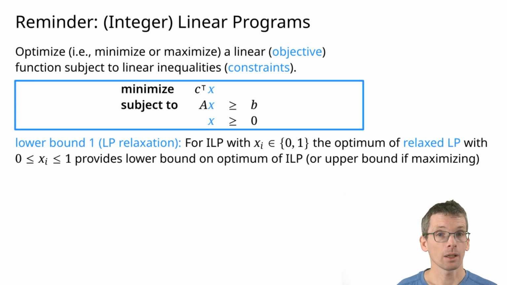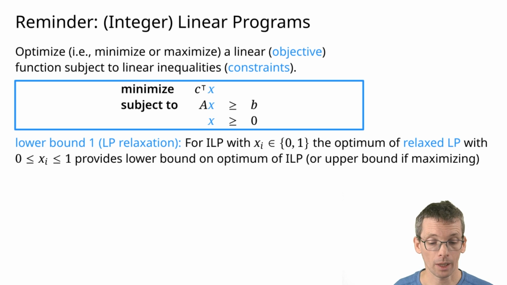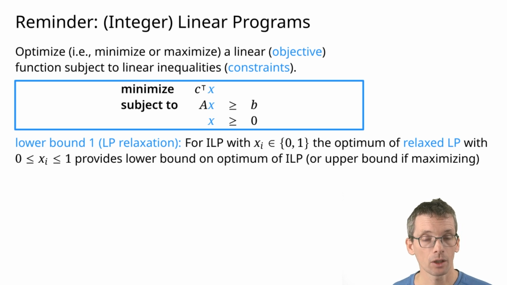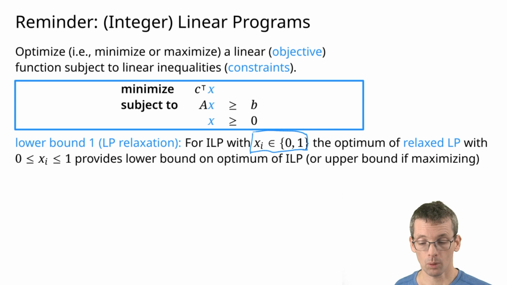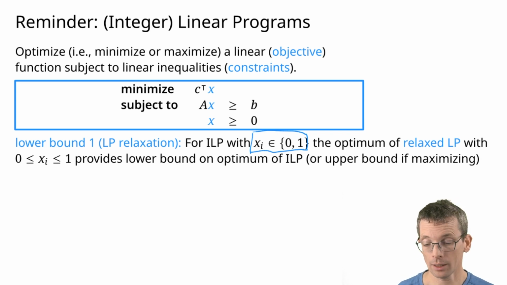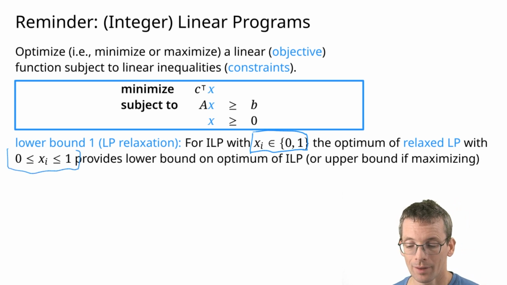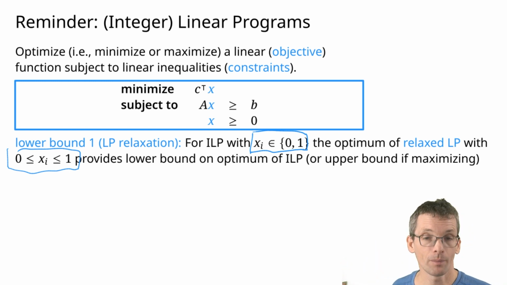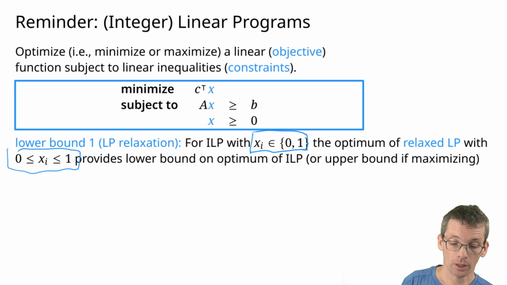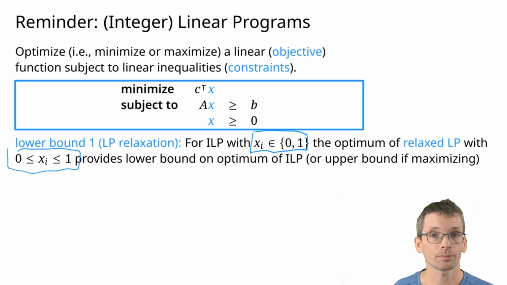So typically, in the settings that we're going to look at, our integer linear programs, the integer constraints will actually be of the type that we want our variables to be either 0 or 1. And then the relaxed linear program replaces this constraint by the constraint that the xi should simply be real numbers between 0 and 1. And then we have a linear program, and that we can solve efficiently.